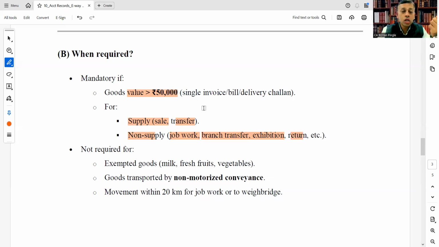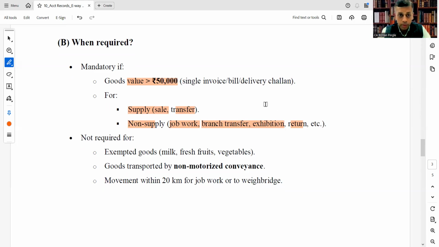So normal supply is covered, and non-supply in the sense of internal movement by the supplier, like job work, branch transfer, exhibition or return. That journey is also covered under e-way bill. You need to generate an e-way bill for that also. And what is the value? Goods value exceeding rupees 50,000 in a single invoice, bill or delivery challan. You need to generate the e-way bill on the e-way bill portal, which is a separate portal.